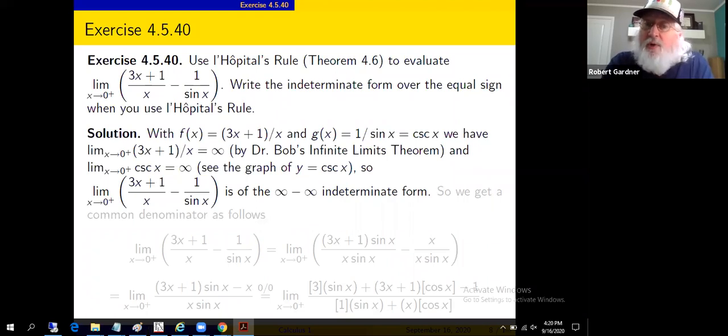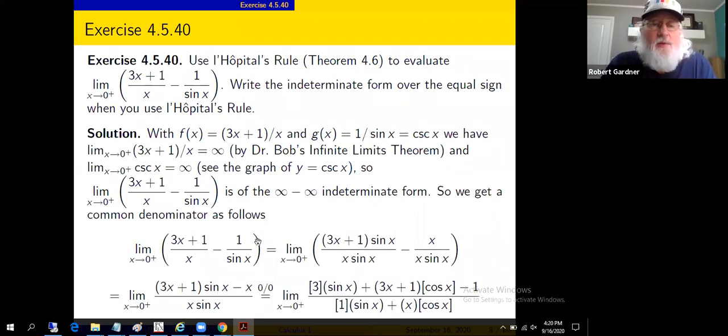Change it into one of the two forms, 0 over 0 or infinity over infinity, the two indeterminate forms that I do know how to deal with using L'Hopital's rule. Okay, so I need a quotient, is what it amounts to. Well, let's get a common denominator. That'll give a quotient, and then we'll go to town with L'Hopital's rule.